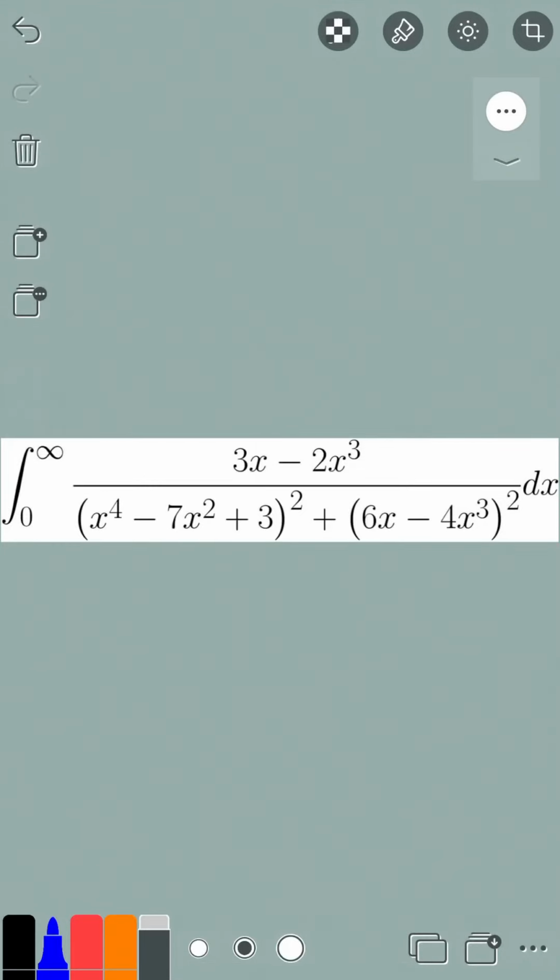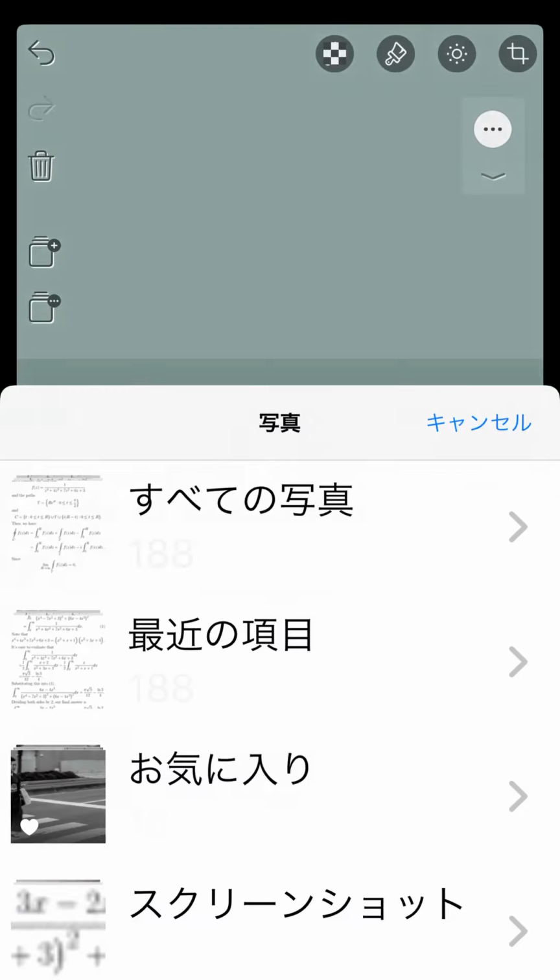Hello, this is Difficulty Math, and in this video we're going to solve this integral: the integral from 0 to infinity of (3x minus 2x cubed) over (x to the fourth minus 7x squared plus 3, in parentheses, plus 6x minus 4x cubed, in parentheses) squared. Alright, so we're going to solve this integral, so let's go to the first slide of our solution.